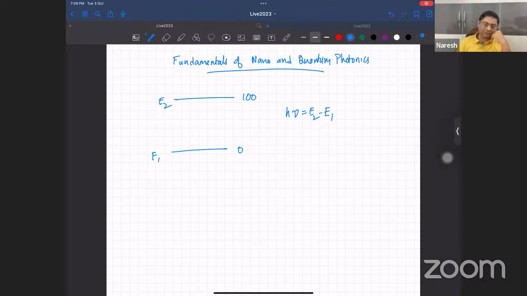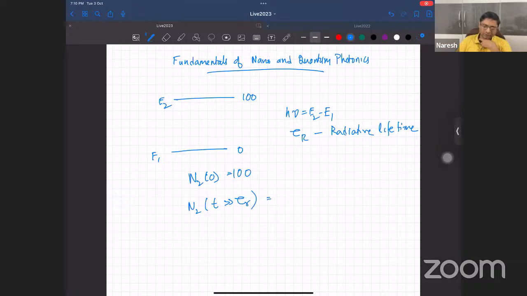After some time, let's say there is a certain time associated with it. We call it tau recombination, tau radiative lifetime. Let's say this is the initial system, N2 at 0 is 100. If I look at N2 at t much greater than tau R, what will be N2? Ghosh? What do you think will happen here? Or anyone else?